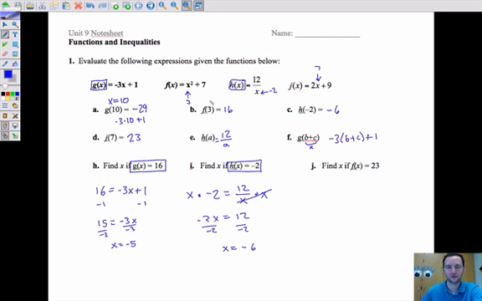F of x equals 23, so 23 equals x squared plus 7. And you get x equals plus or minus 4. Okay? So that's just a quick review of how function notation works.